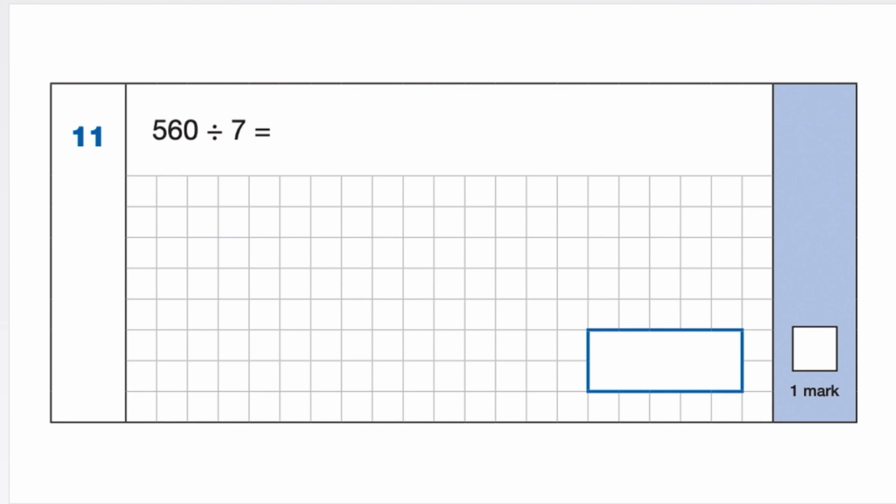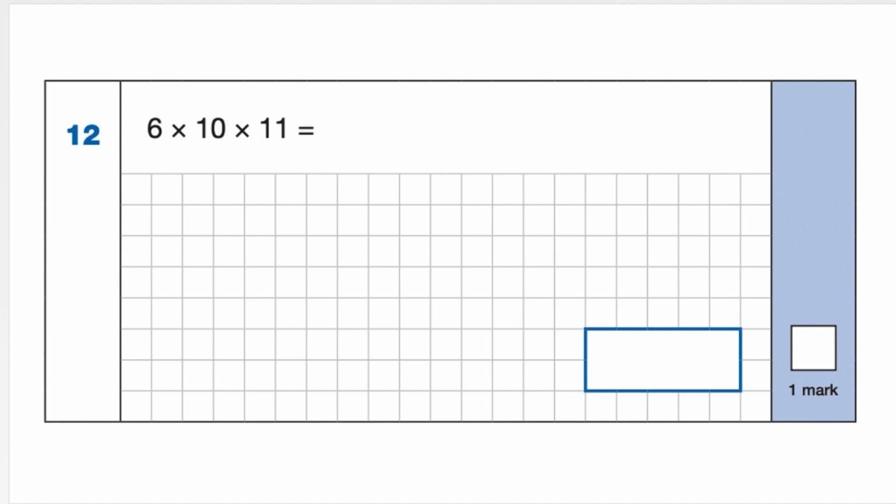Okay, question 11, 560 divided by 7. Well, again, we can see that this has this little 0 here, so we could just do 56 divided by 7, which equals 8. And then because 56 is 10 times smaller than 560, we could make 8 10 times larger by multiplying it by 10, equaling 80. So my answer is 80. Or if I wanted to, I could just do the bus stop again.